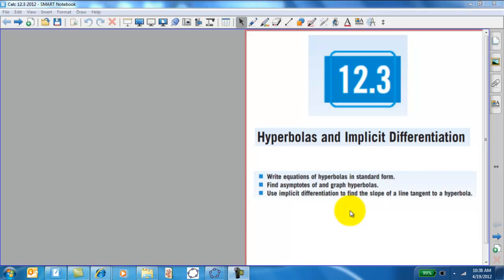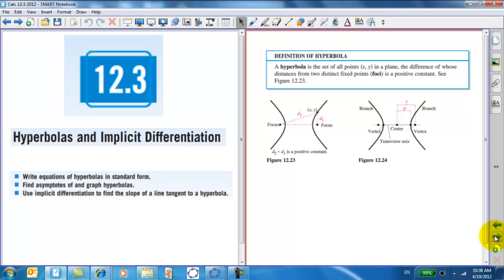Hello, calculus students. Here we are with hyperbolas and implicit differentiation. Hyperbolas are a little trickier because they have the asymptotes as part of the graph. And again, we're going to use calculus to find the slope of the tangent line. Here's the definition of the hyperbola: the set of points where the difference of the focal radii is constant.